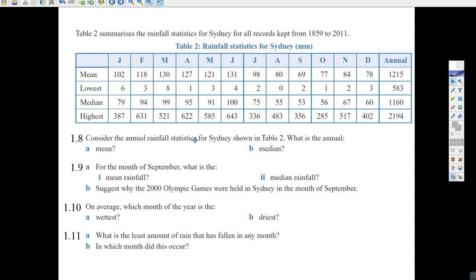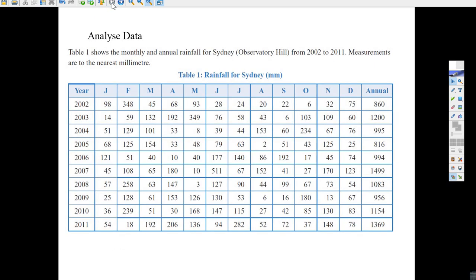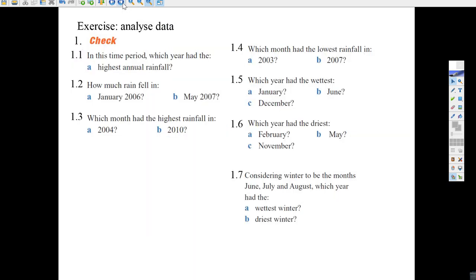Well, let's say it was October 2006. So what you would do is you'd go to October, you'd go down to 2006, and it'd be 17 millimeters fell in that month. And that's it. You just have to be able to look at the question and read it carefully.